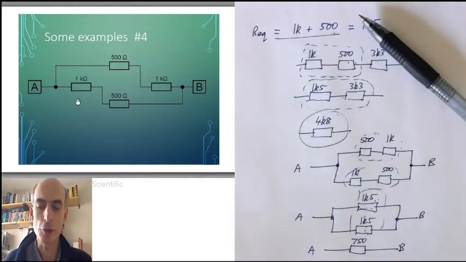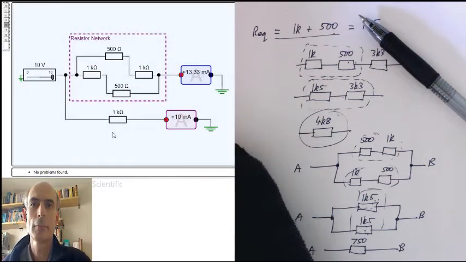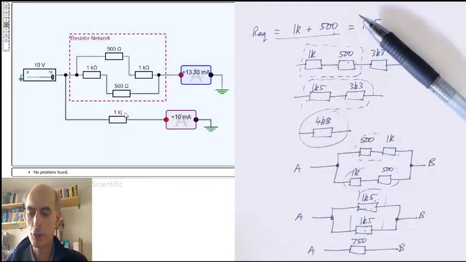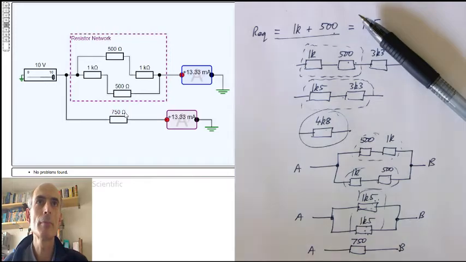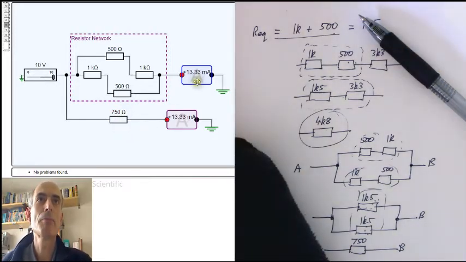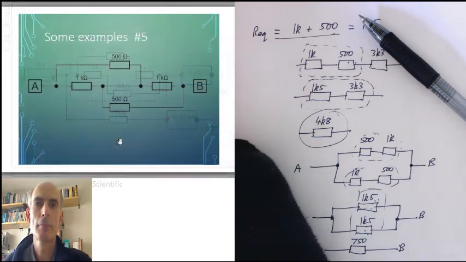Just check that works as well. Okay, I'll set this to 750 ohms. And yes, exactly the same current is flowing through for the same voltage being placed across it. Right, and now another slight variation on that one. This one. Notice the difference?